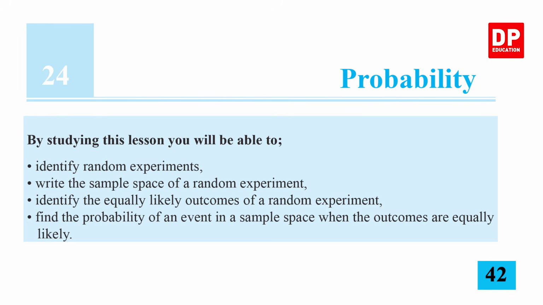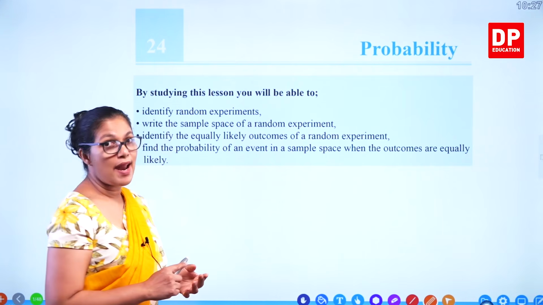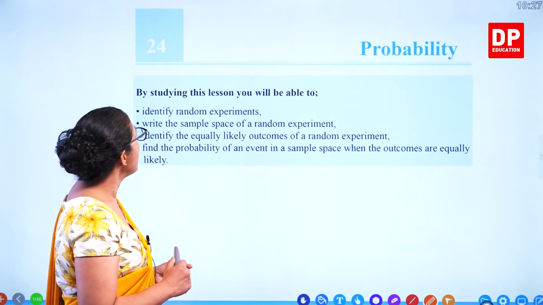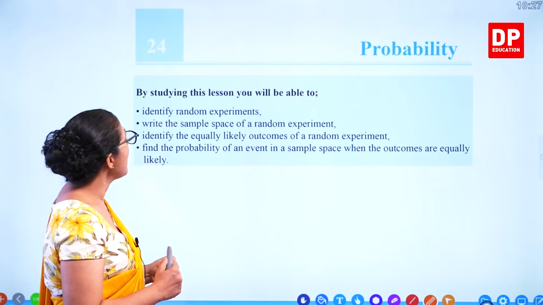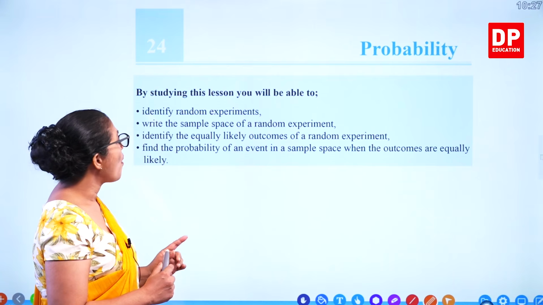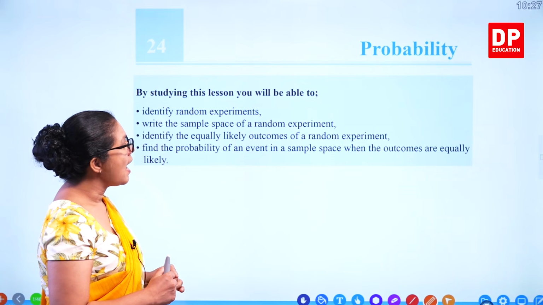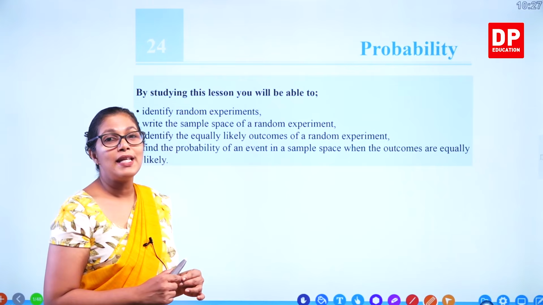That's probability. So in this lesson we are identifying what are random experiments and writing the sample space of a random experiment and identifying equally likely outcomes and probability of an event and the sample space when the outcomes are equally likely.